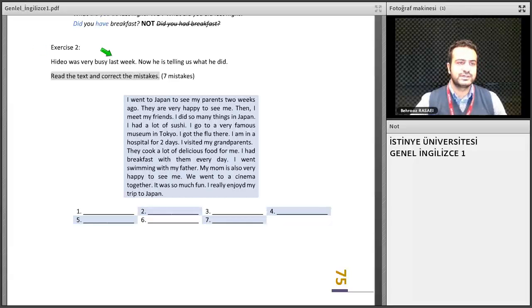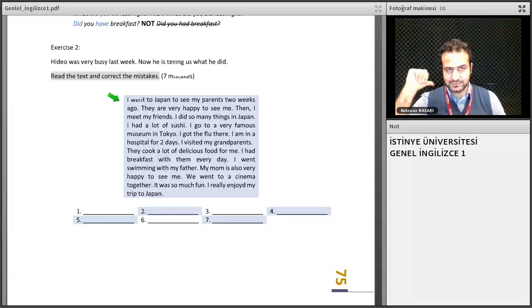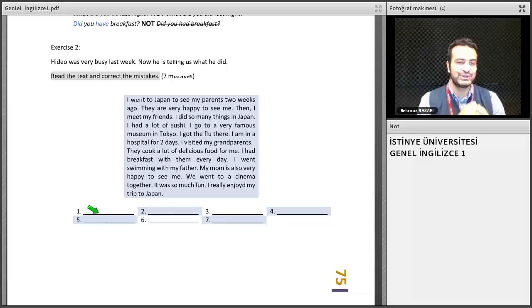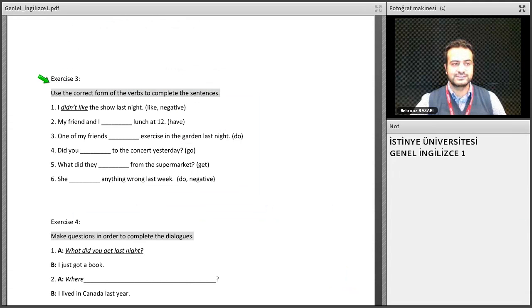Here we have an exercise. Hideo was very busy last week. Now he is telling us what he did last week. Read the text and correct the mistakes. We have 7 mistakes here, so I'm not going to read this for you, because if I read it, you can find the mistakes. So read the text and find the mistakes and write the correct answers in the special places for them. This is your job to find the mistakes.